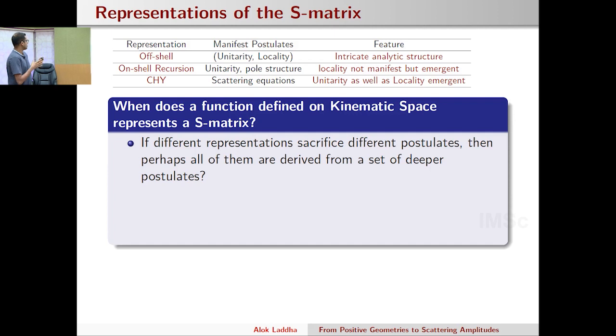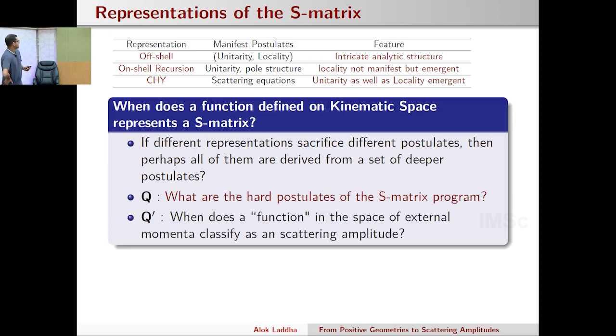So it's a bit of a mystery what function defined on the space of external momenta, what we would call kinematic space, is an S matrix. It's clear from this table that if different representations sacrifice different postulates, none of these postulates are probably truly fundamental in defining the S matrix, and maybe all of them are derived from some deeper set of postulates. So for a long time, people thought that unitarity and locality are very fundamental, but now we understand that that's not necessarily true.